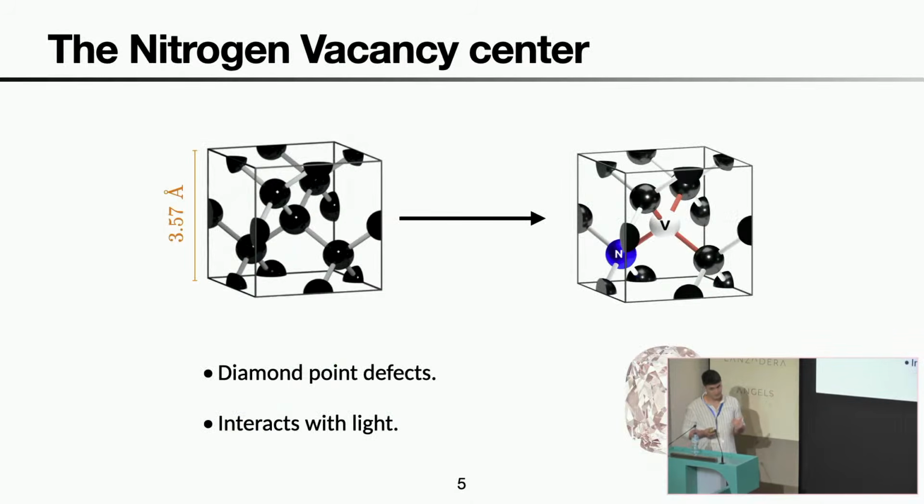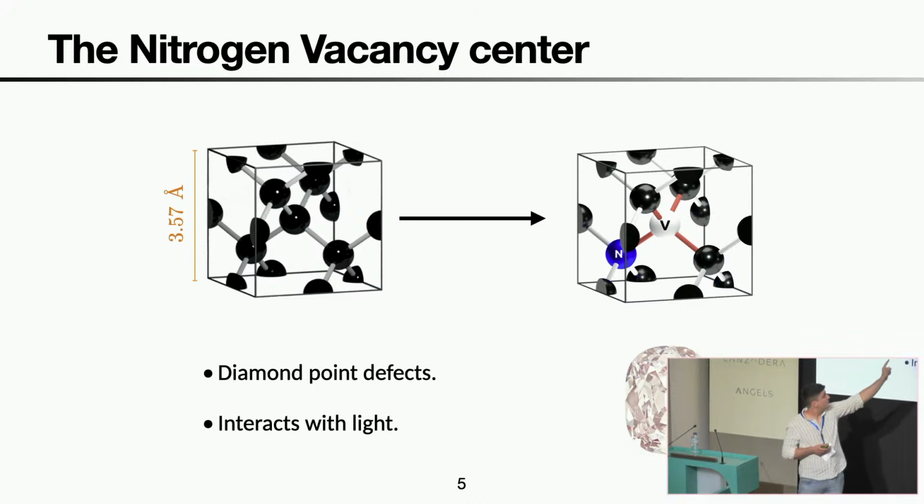So let's see more in detail. Now, this is indeed the nitrogen vacancy center. So it is a diamond point defect. So this means it's a little error inside the diamond lattice. That thing there is the diamond lattice. There's a bunch of carbon atoms in a structure that repeats.